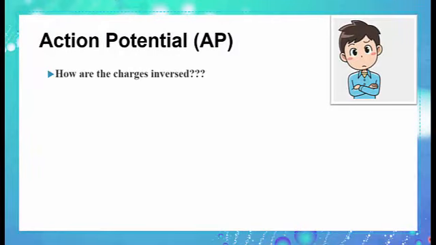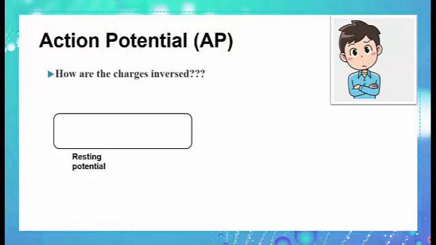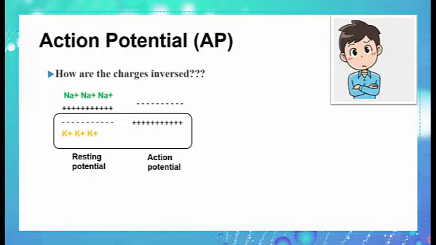But how are the charges inversed? What happened exactly to inverse this charge? This is the axon. At rest, Na plus or sodium ions dominate in the extracellular medium while potassium ions dominate in the intracellular medium. So, the axon is positively charged outside while negative inside. While upon stimulation, we have now an action potential. So, the charges are inversed, negative outside and positive inside.